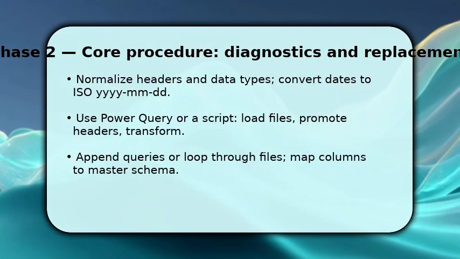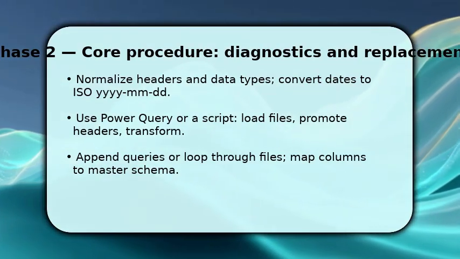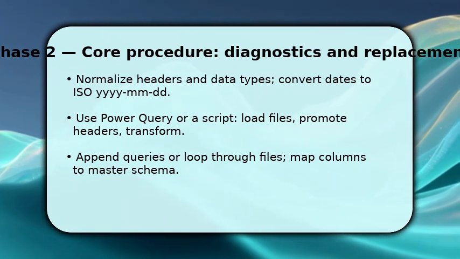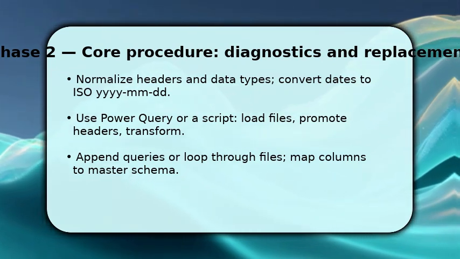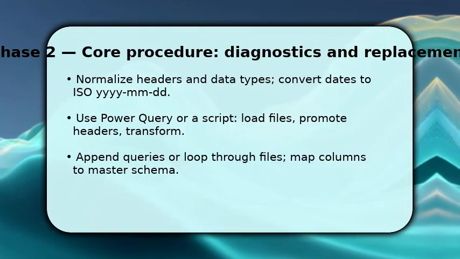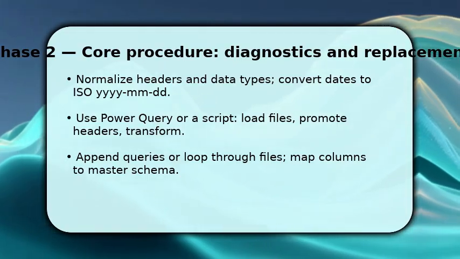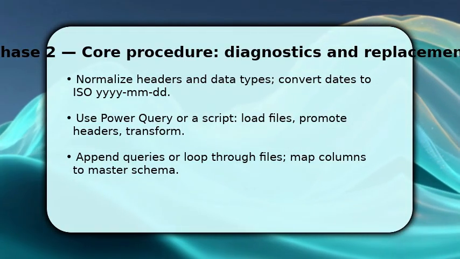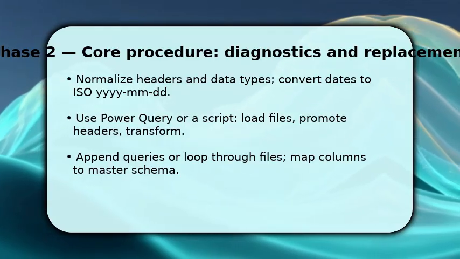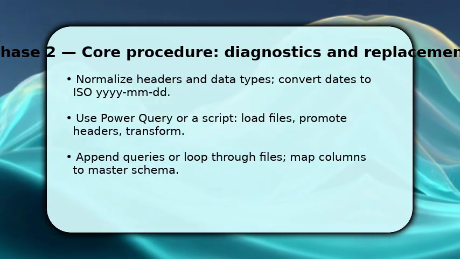You now standardize and import. Use Power Query for most tasks. Connect to folder, filter by extension, and combine binaries, promote headers, and set data types. If scripting, loop each file, read sheet, rename columns to match master schema, and coerce dates to YYYYMMDD.